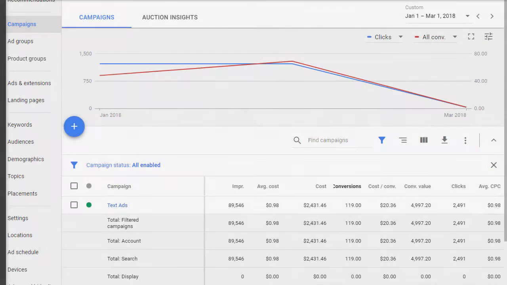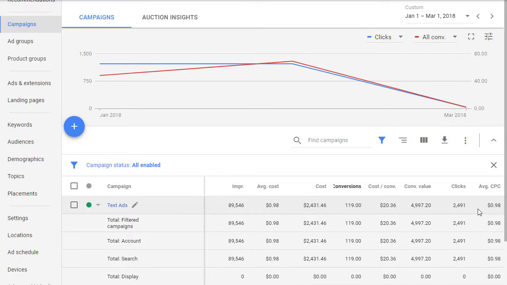All right, so here we are inside of an account I just agreed to review. And this makes a great example because they only have one campaign currently running. You can see text ads, and they also have enough traffic to make it worthwhile to take a look at. So make sure you change the date range to have enough data to be able to make some informed decisions. So you can see I'm looking at a 2 month period here, and during that time they've had nearly 90,000 impressions.